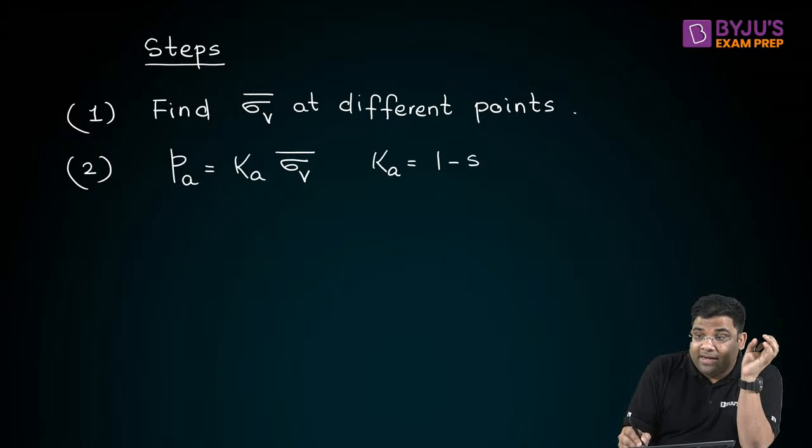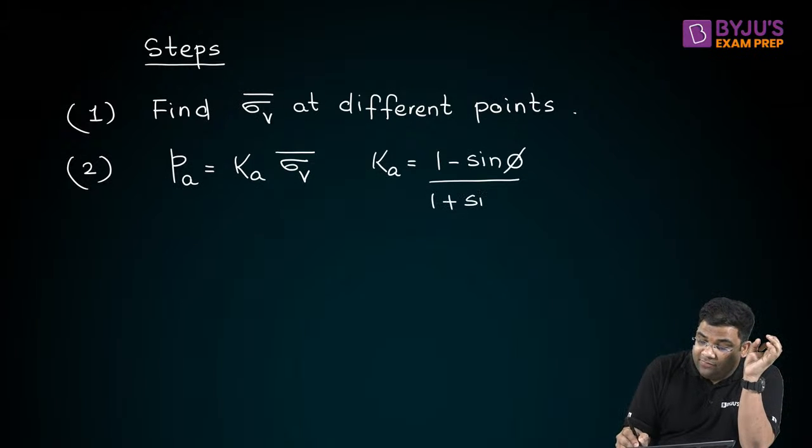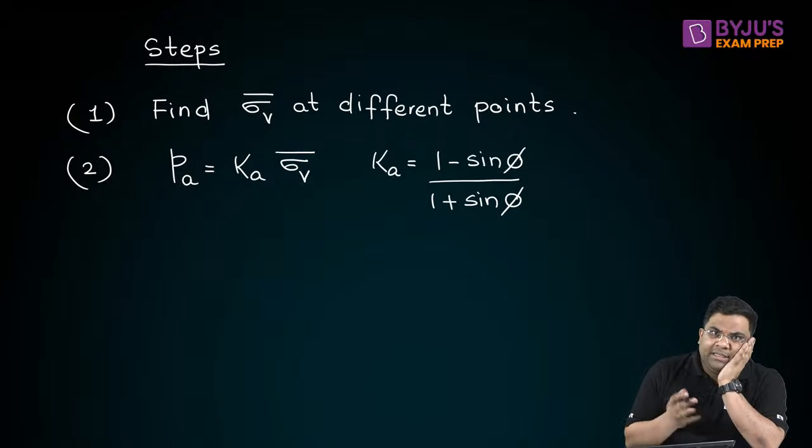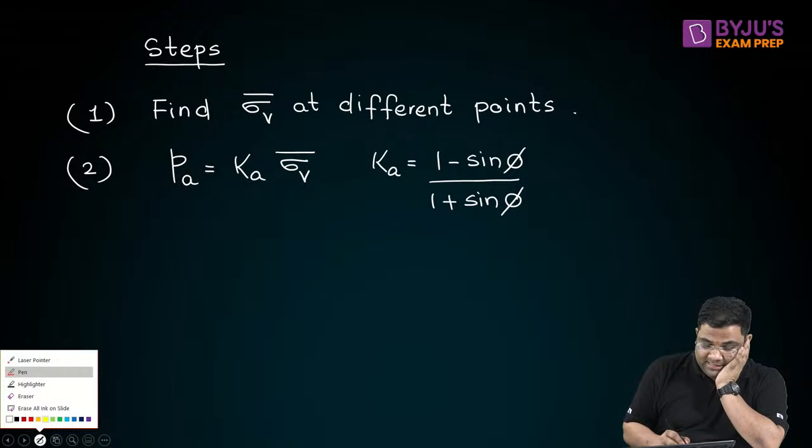It will be 1 minus sine phi by 1 plus sine phi. Easy? Very good. Now, what is the next step?